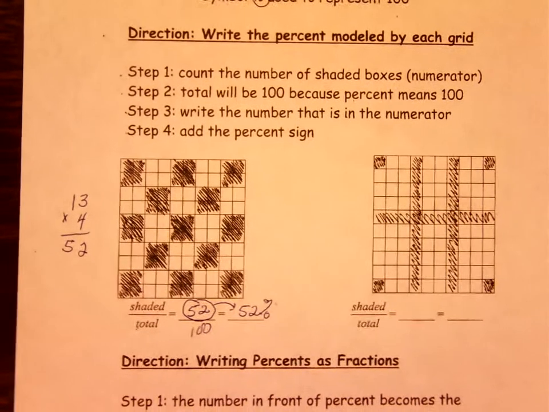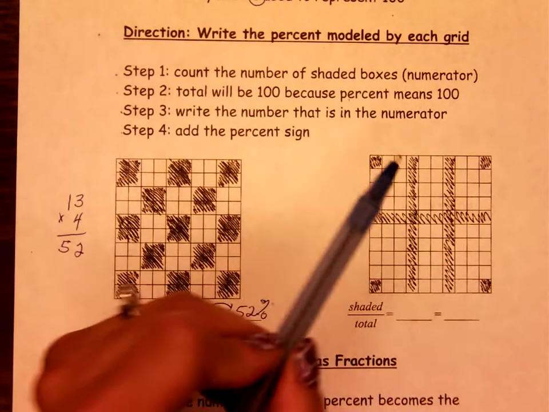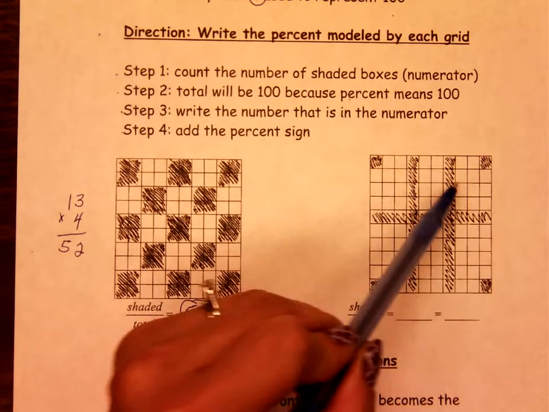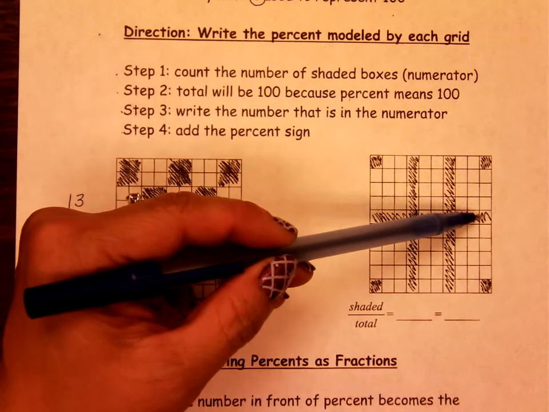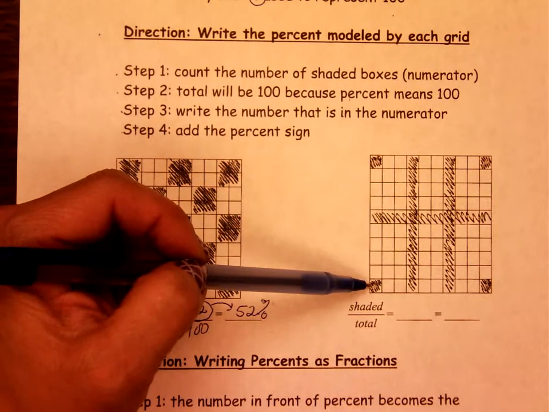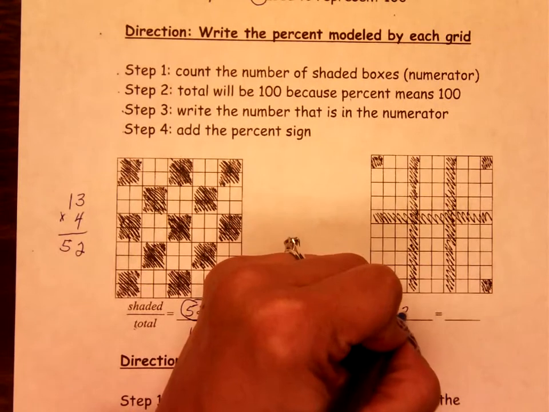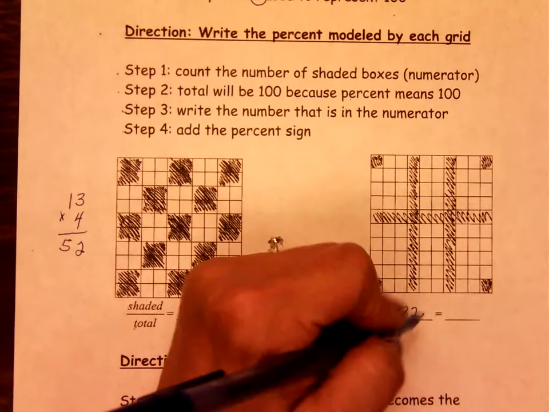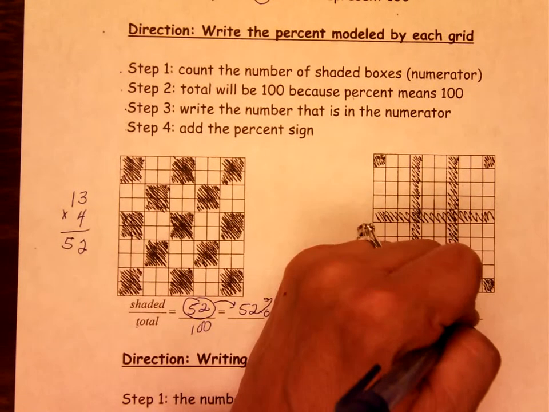Go ahead and try the second box on your own, and when you're ready, go ahead and push play. Alright, so some of you might have just counted individually, which is fine, but the way I did it was I said this is 10, this is 20, this is 30, but this is a repeat, so I don't count these because that goes with that, and then 31, 32. So it's 32 shaded. Total is 100. 32 out of 100 is 32%.